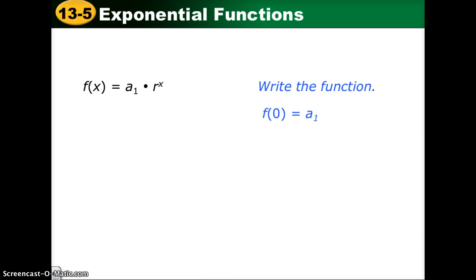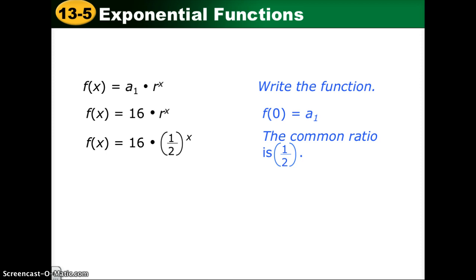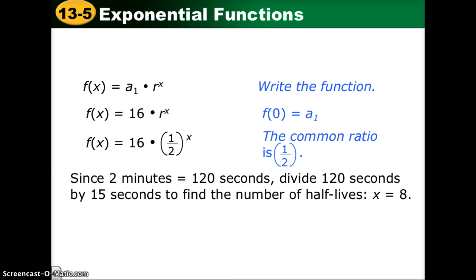So let's write our function. Our starting amount is 16. Our common ratio is half, just like a geometric sequence. So 16 times half to the x power. 2 minutes is 120 seconds. Divide 120 seconds by 15 seconds. There would be 8 half-lives. The reason we need to do that is because half-lives are every 15 seconds. So we need to figure out how many times it's going to be cut in half in 2 minutes. But we need minutes to be in seconds to do that.